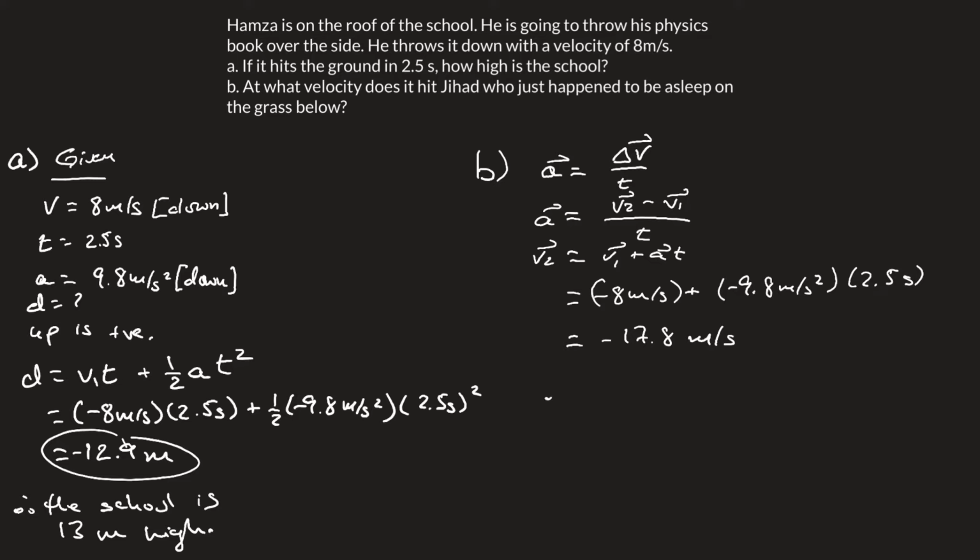So because of that negative sign, we'll say, therefore, the final velocity, or the velocity that he hits his friend with, is 17.8 meters per second, and include the direction, which is down. We get that down, again, from this negative sign.